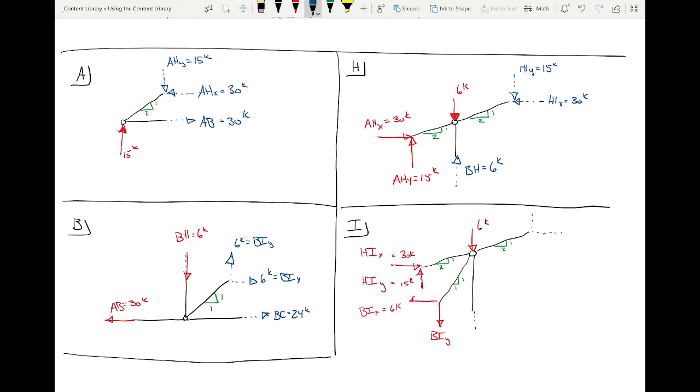All right, we'll do this one and then we'll call it. Now, what should I do first? Should I deal with verticals or horizontals? Horizontals, because I only have one here. What do I have? 30. I have 6. So what's going on with that? 24. This is 24 in compression. So if this is 24, what's that? All right. And that is member IJ.